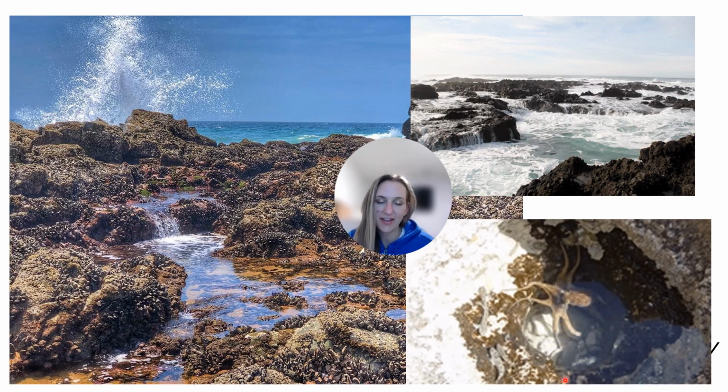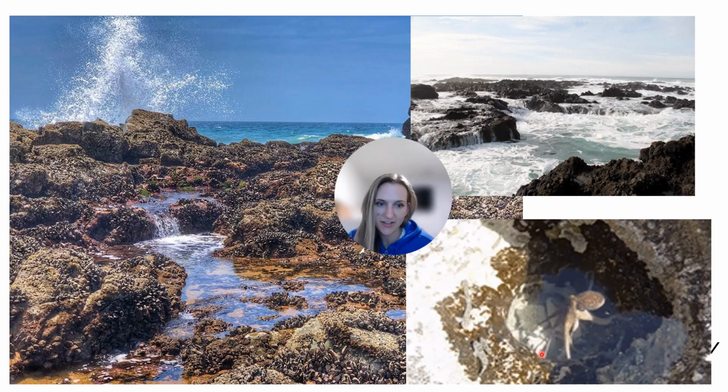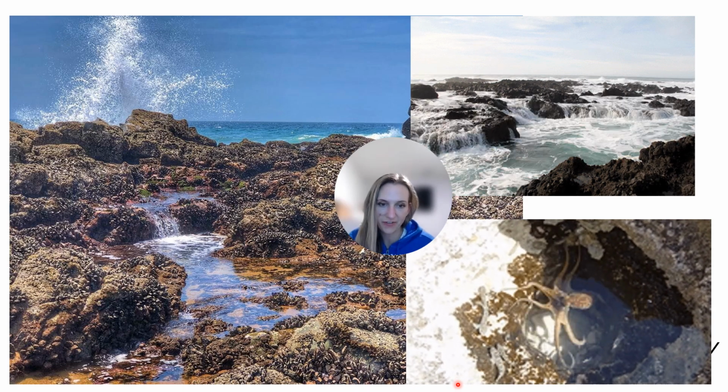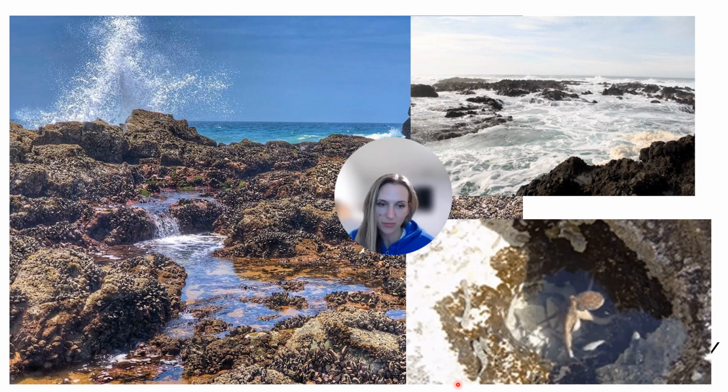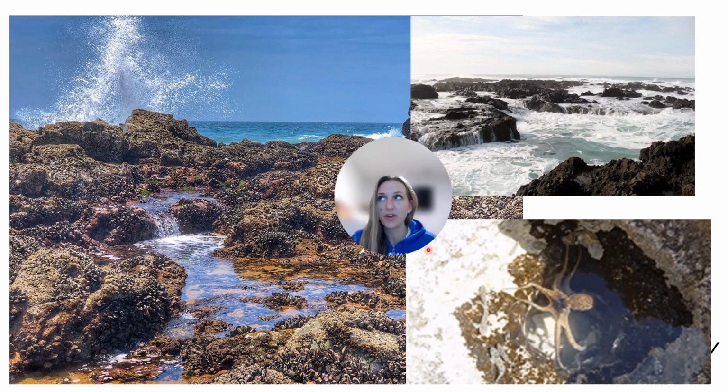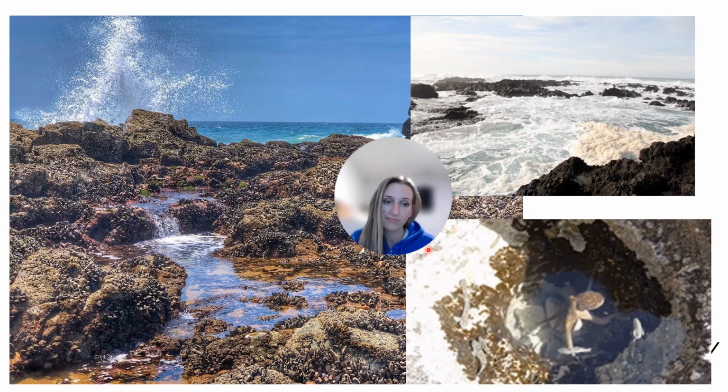And then in this one, the bottom right, there is an octopus. Looks like it's trying to feed on fish that are caught in the rock pool. There's also a lot of little crevices for organisms to hide, and larger predators might not be able to get in those crevices.